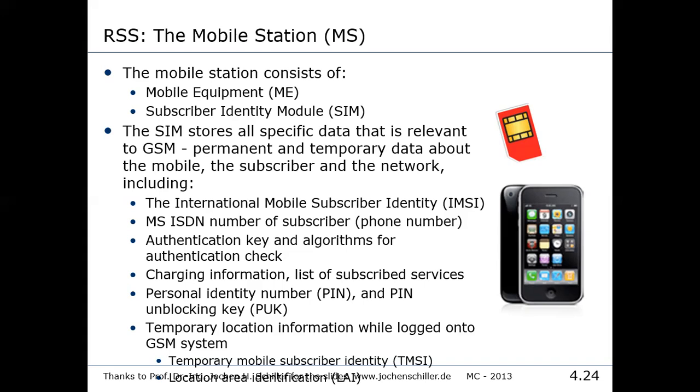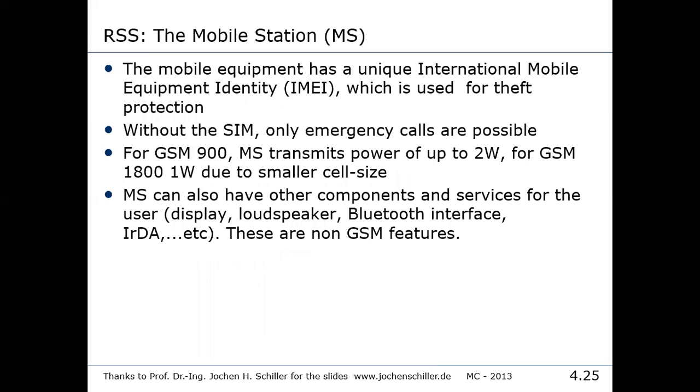Of the subscriber, the actual phone number. Then we have the authentication key and algorithms for the authentication check. We have charging information, a list of subscribed services, then PIN and PUK. Then temporary information like TMSI, the temporary mobile subscriber identity, and the location area identifier. It also carries the IMEI number, which is very important and is used in theft protection.